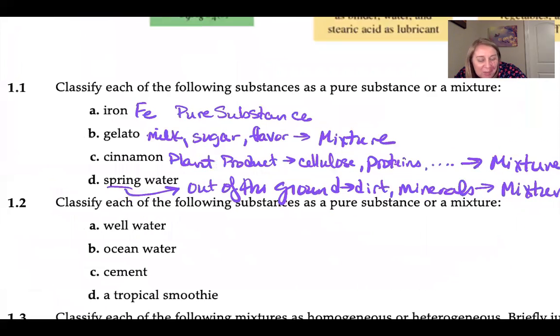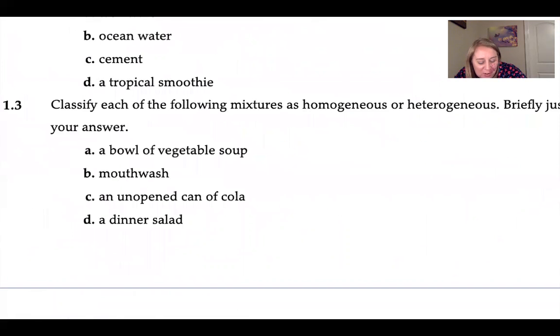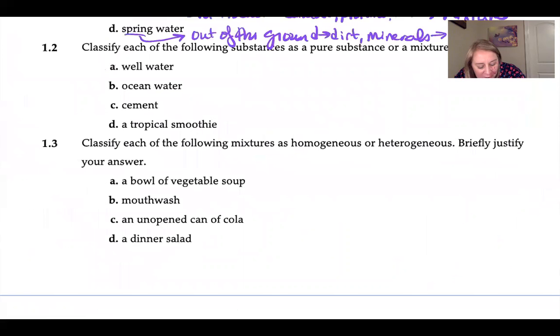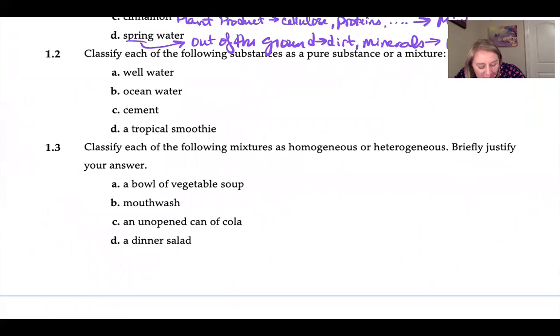Okay, so I'm going to skip the even ones and we're going to do the odd. Classify each of the following mixtures as homogeneous or heterogeneous. Briefly justify your answer. So let's go ahead and classify them and then we'll give a justification. So a bowl of vegetable soup. This is what we said. You could pick out individual things. If you can pick out individual things, we have things that are different. And we call things that are different a heterogeneous mixture, and things that are the same a homogeneous mixture. So a bowl of vegetable soup must be heterogeneous.